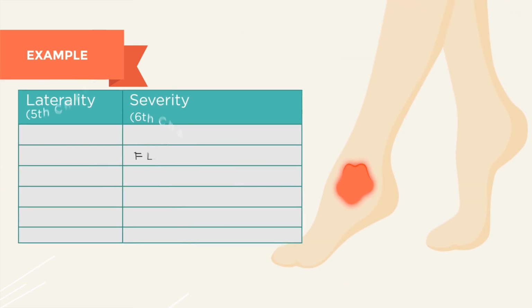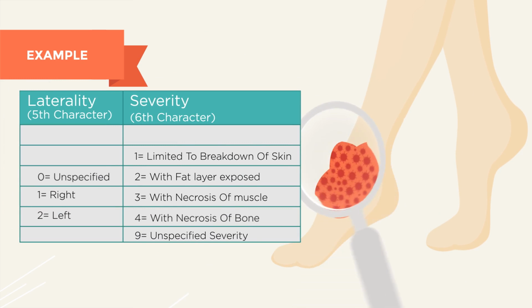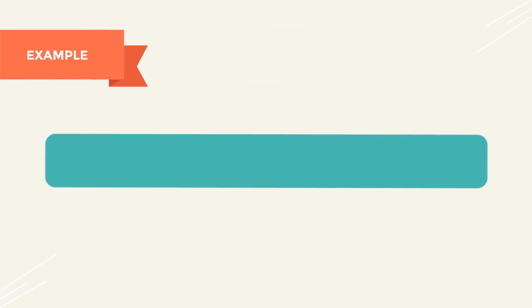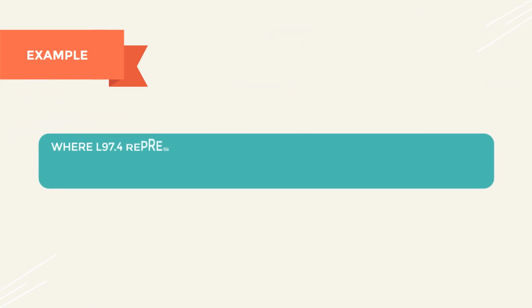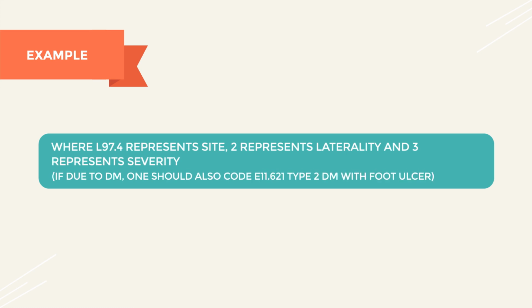Example: left heel ulcer with necrosis of muscle should be coded as L97.423, where L97.4 represents site, 2 represents laterality, and 3 represents severity. If due to DM, one should also code E11.621 type 2 DM with foot ulcer. Be sure to resolve once the ulcer has healed.